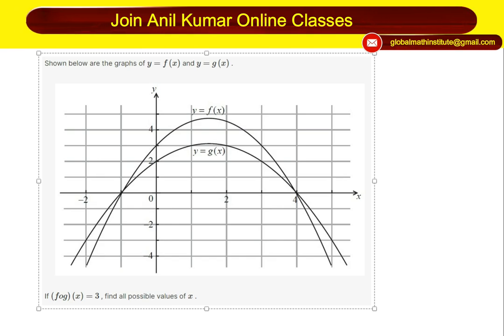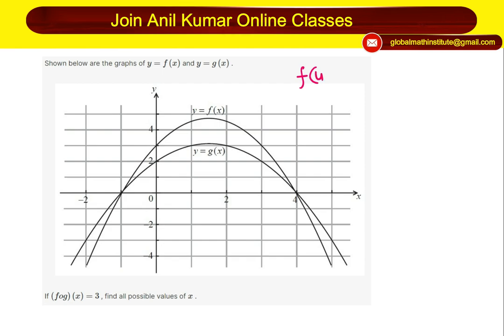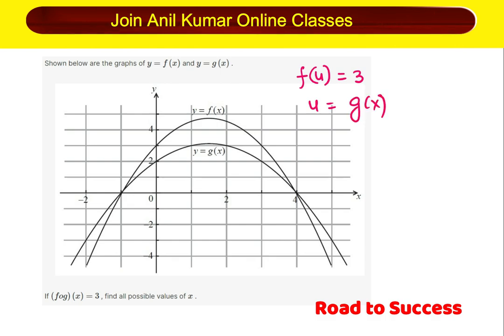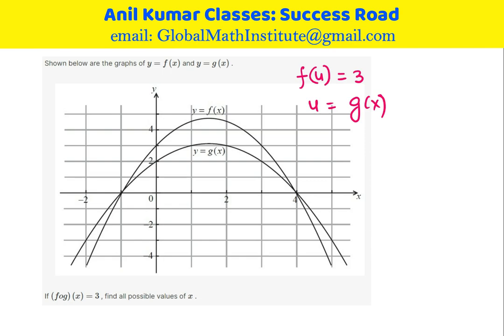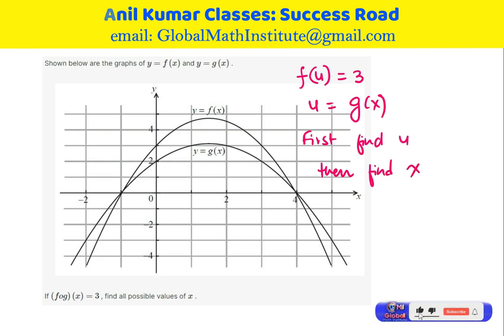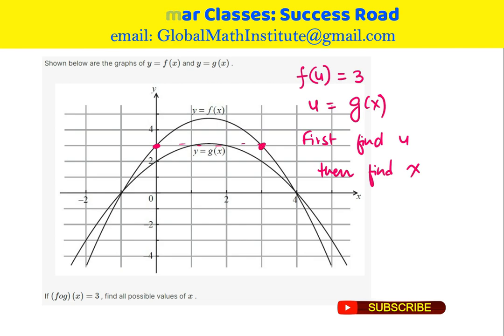Let us again have a second look at the solution. We interpret f of u as equal to 3, where u is equal to g of x. Does that make sense? We'll first find u, then find x. Is that clear to you? That is the strategy we are adopting, and that is the right strategy. To find the value when f of u is 3, draw a horizontal line y equals 3. It strikes the function at 2 points, which gives us possible values of u equals 0 and 3.